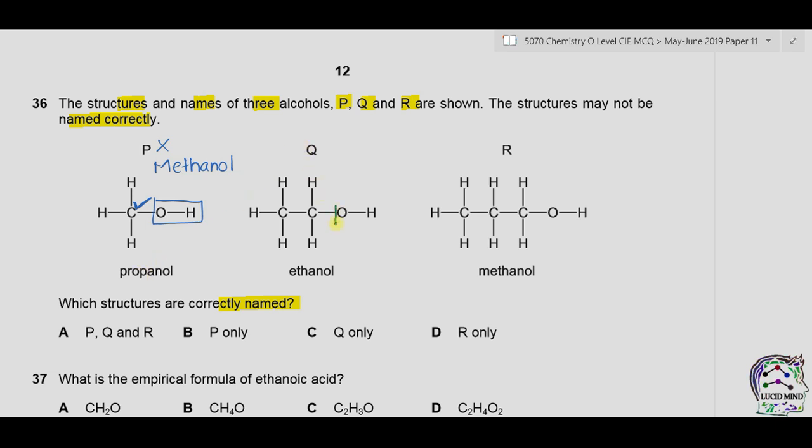In Q, we have this OH functional group which is present with 2 carbon atoms. So 2 carbon alcohol is called ethanol. As it is named correct, so Q is correct. In R, we can see that OH is attached with other 3 carbon atoms. So 3 carbon alcohol is called propanol. As the name is incorrect, so R is wrong. Only Q is the one that is named correctly, so therefore answer is C.